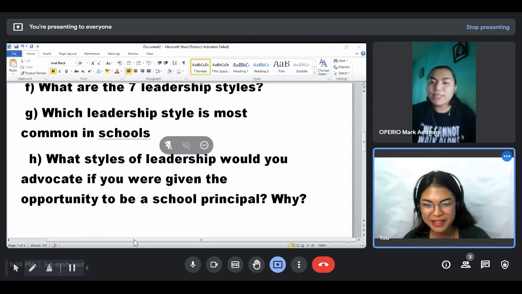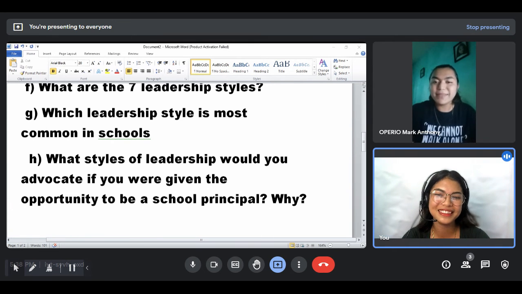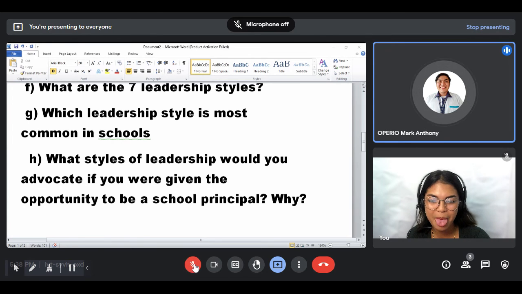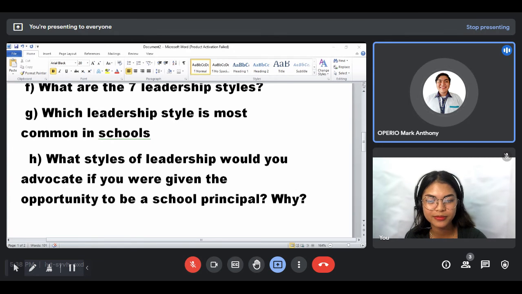Which leadership style is most common in school? Okay, for me, what comes to my mind is democratic leadership. Why democratic leadership? The democratic leadership style differs significantly from the authoritarian style.